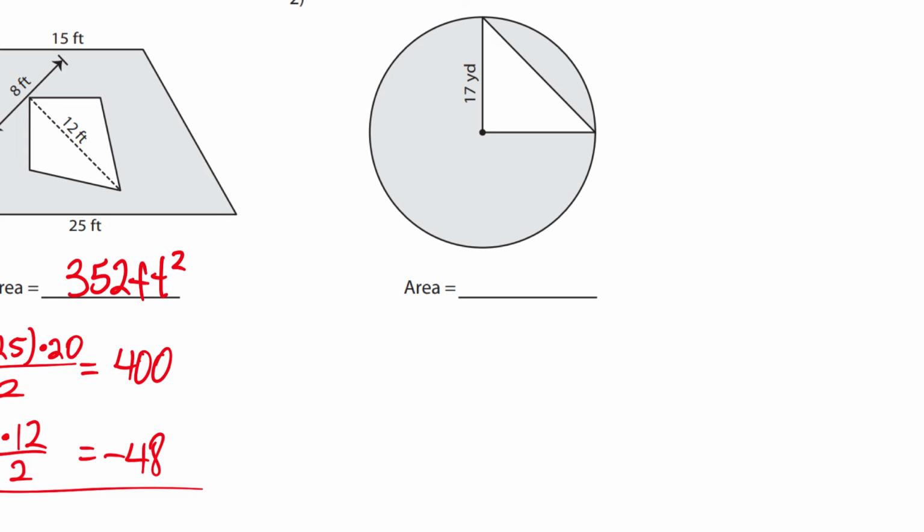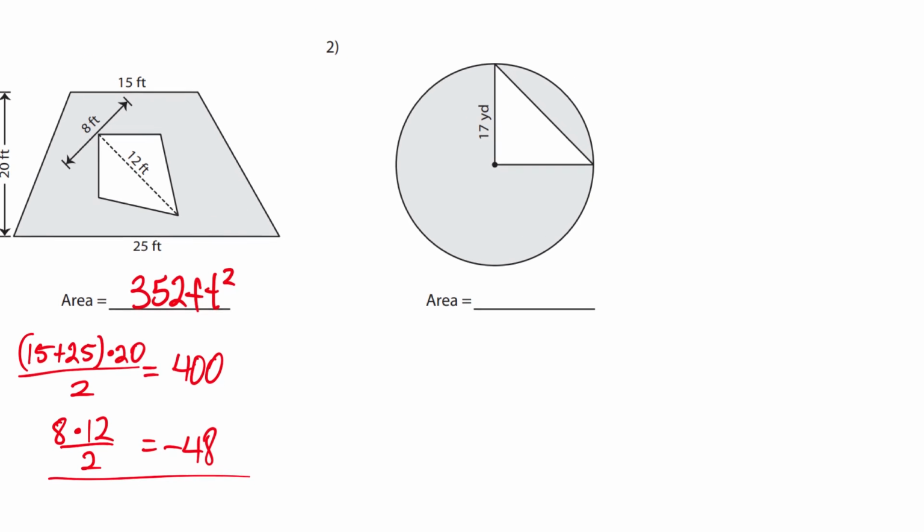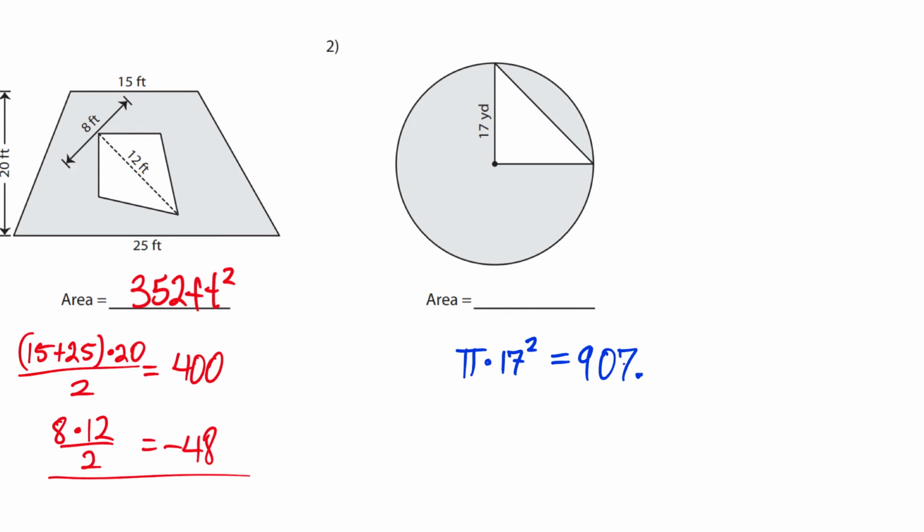All right, what's the overall shape on this one? The circle. So how are we going to find the area of that circle? Pi r squared. So pi times 17 squared. 907.92. Now again, that would be the area if that whole circle were shaded in, but it's not. It's got a triangular piece cut out of it.